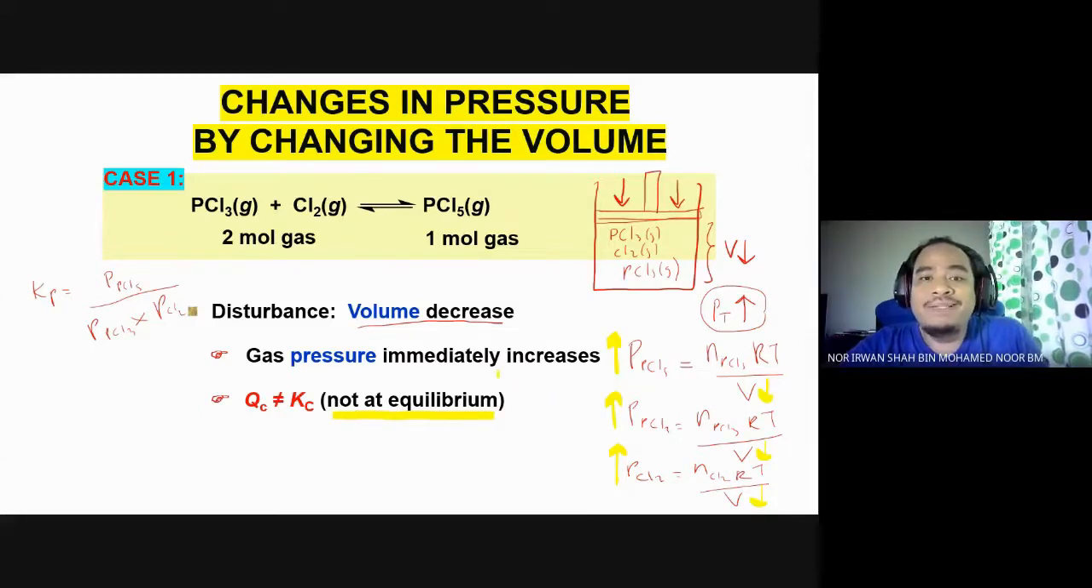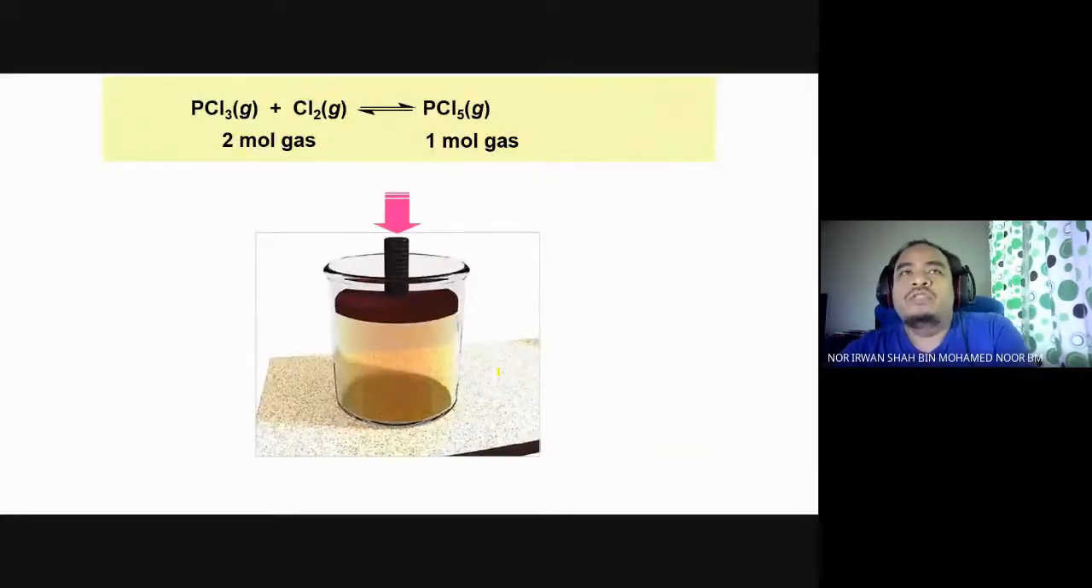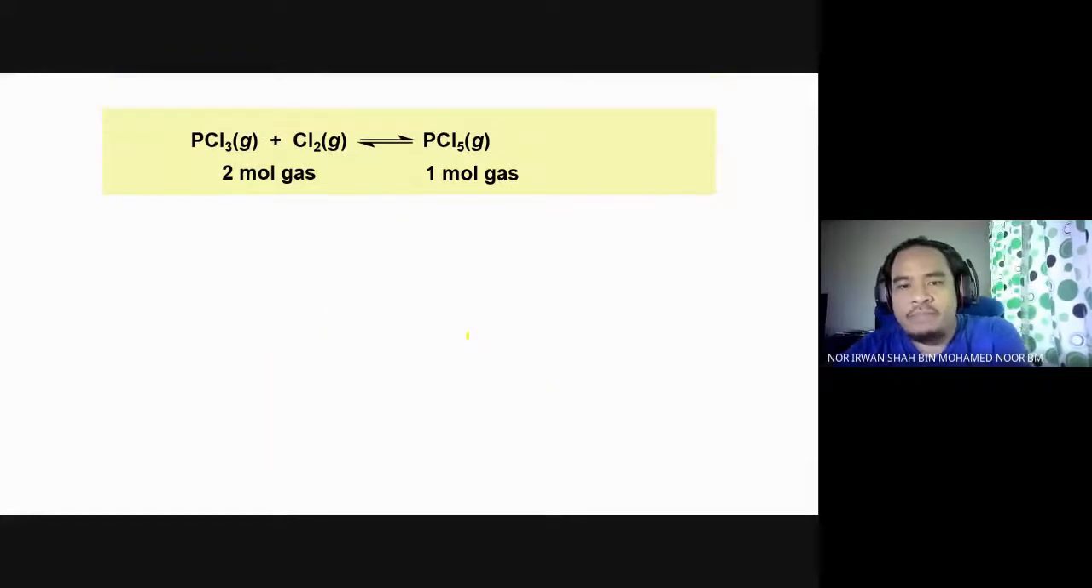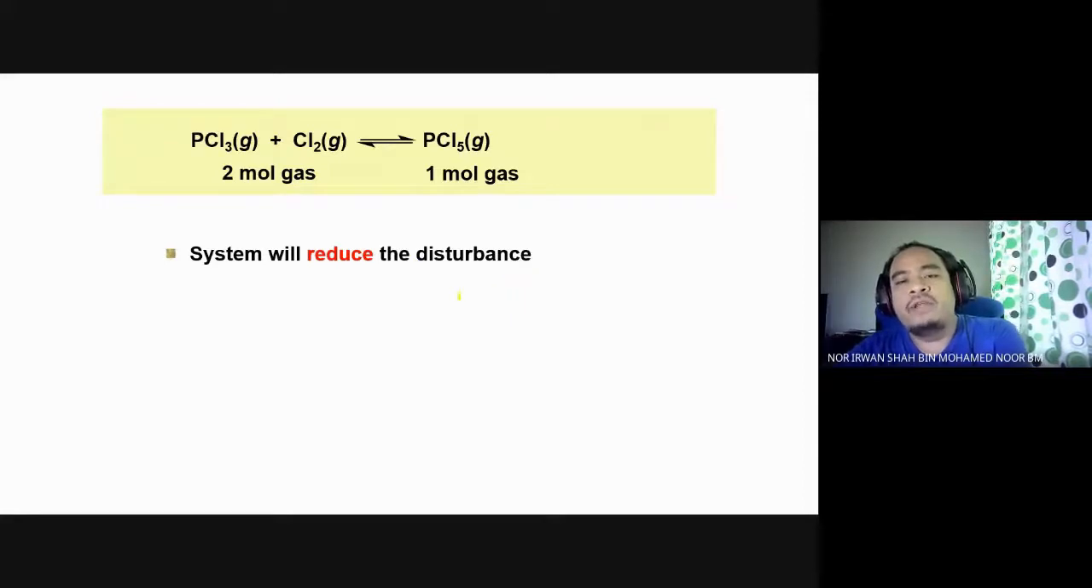So right now, what will the system do? That is the question that we need to answer in this next part of the discussion. You must be very clear that the disturbance is decreasing volume. When the volume is decreased, pressure increases. So what will the system do? The system needs to reduce this increased pressure. The system will reduce the disturbance. So how will the system reduce this disturbance?